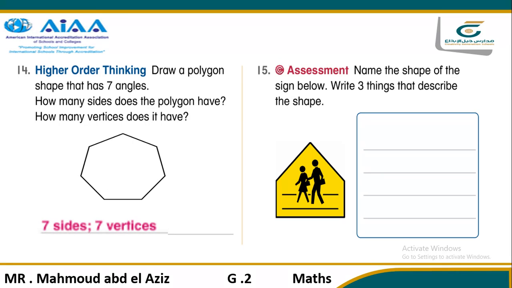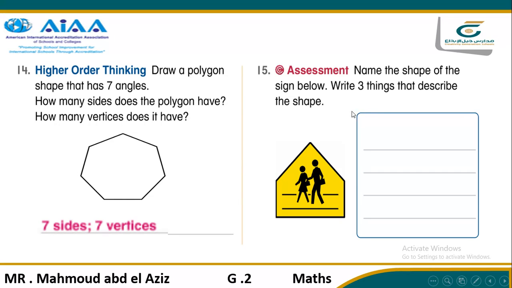And how many vertices? Look, that's vertices. This point is a vertex. So all of them are vertices. So let's count them. 1, 2, 3, 4, 5, 6, and 7. Look here. The number of angles equals the number of sides equals the number of vertices. They are the same number here, 7. What is the name of this polygon? It's a heptagon with 7 sides. So you can name it a heptagon. Excellent.